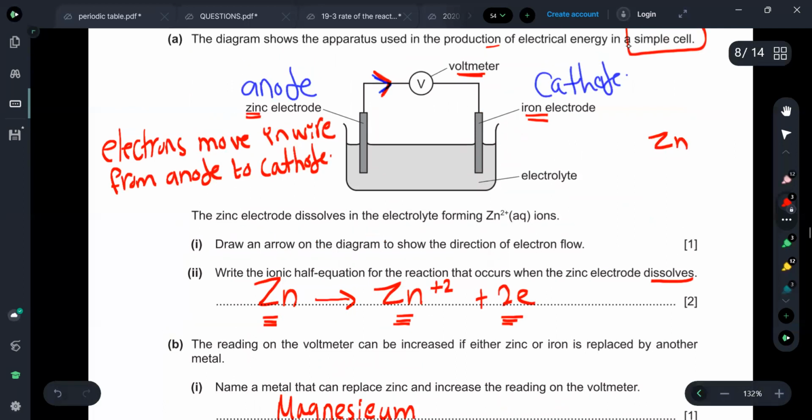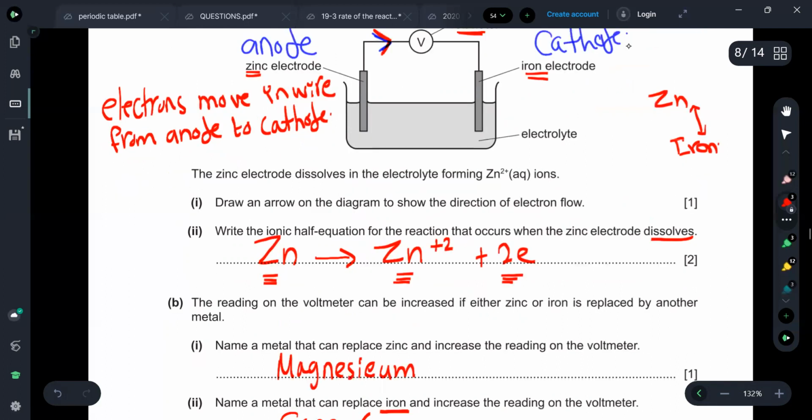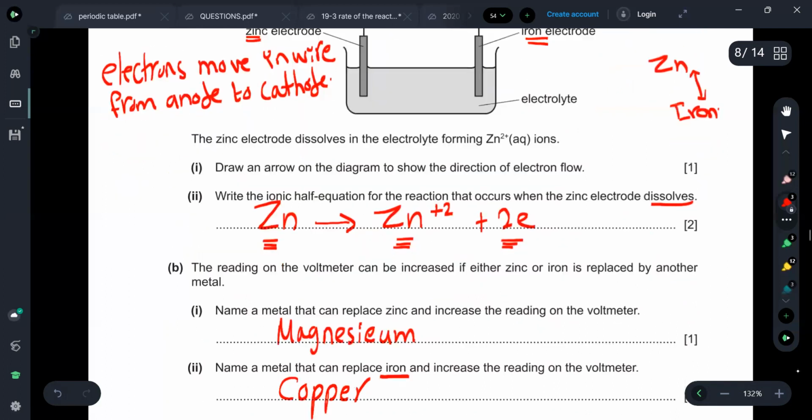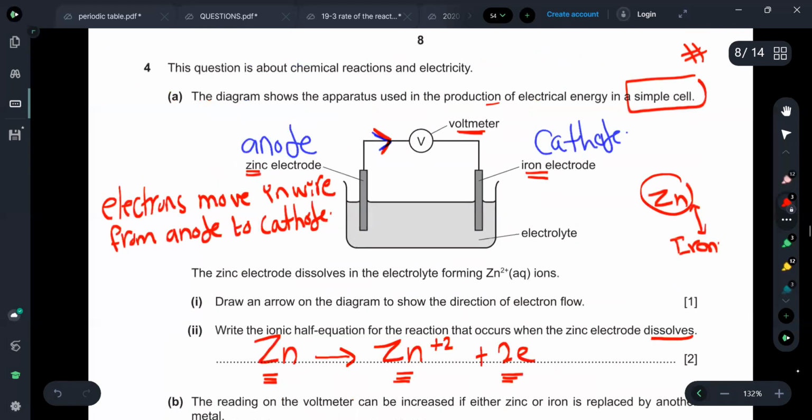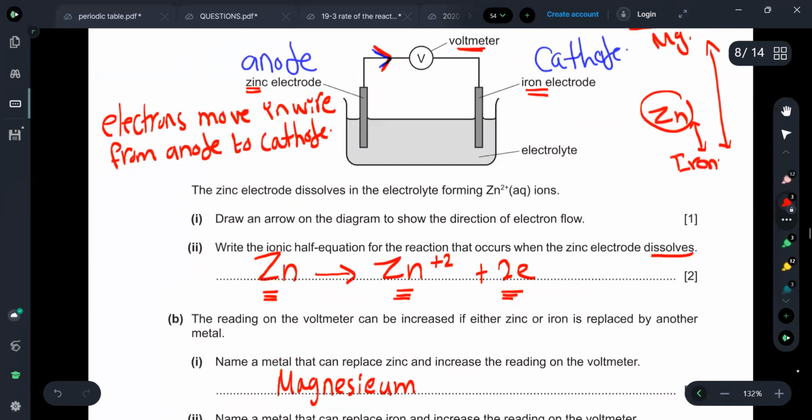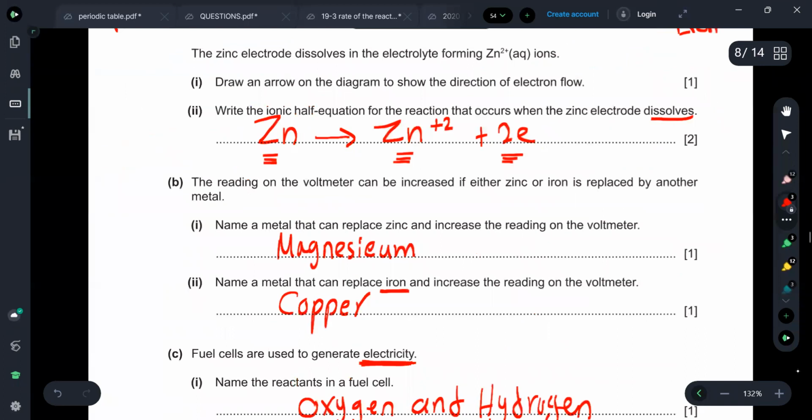So this is zinc and this is iron. Zinc and iron have a small distance in the reactivity series. To get a higher reading, use a metal more reactive than zinc, so the distance is larger. So magnesium or aluminium will be fine.